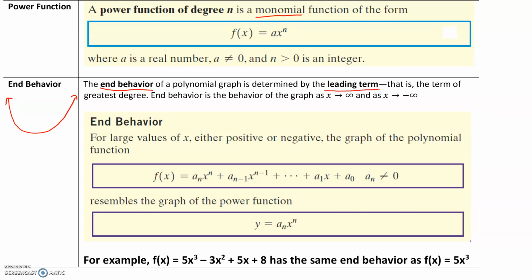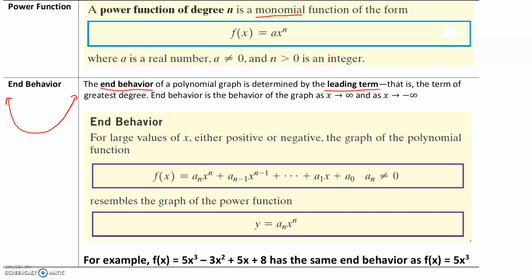That is the term of the greatest degree. The end behavior of a graph is the behavior as x approaches positive infinity and as x approaches negative infinity. And we'll see this more in examples. But basically, end behavior refers to, as x gets infinitely large and as x gets infinitely small, what happens to the graph.